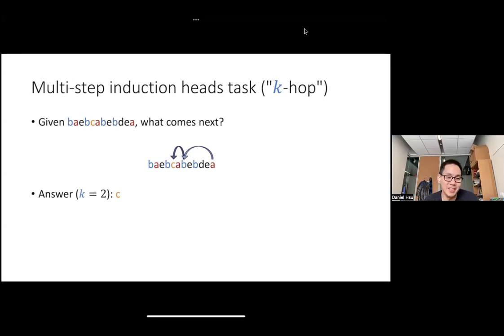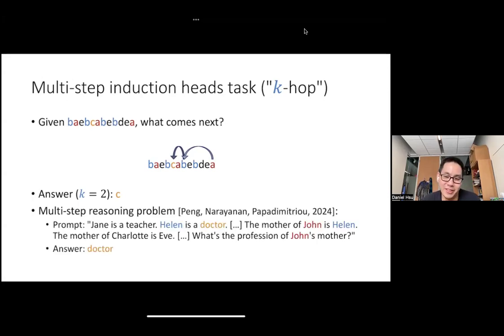Okay, so it's easy to define these iterative tasks. Why is it interesting? Well, some of my colleagues here at Columbia came up with a very nice interpretation of what this multi-step version of the induction heads test might be interpreted as. You're given these kinds of word puzzles, like the prompt might be: Jane is a teacher, Helen is a doctor, and so on. You list a bunch of people with professions. And then you start listing other things, like the mother of John is Helen, the mother of Charlotte is Eve, and so on. You say who's the mother of who. And then finally, you ask a question like, what is the profession of John's mother?